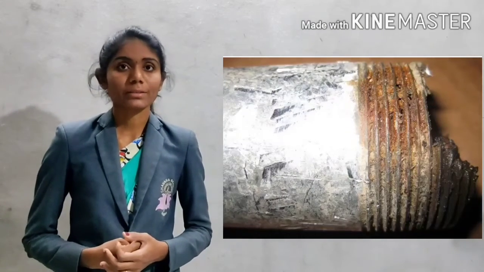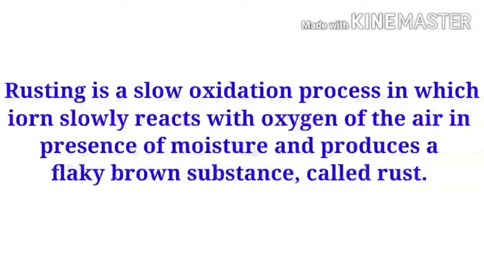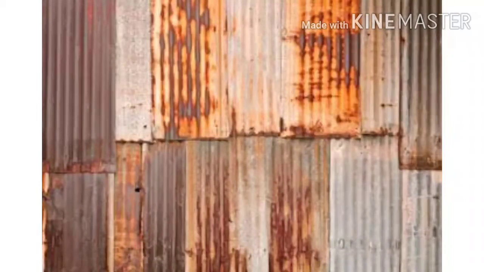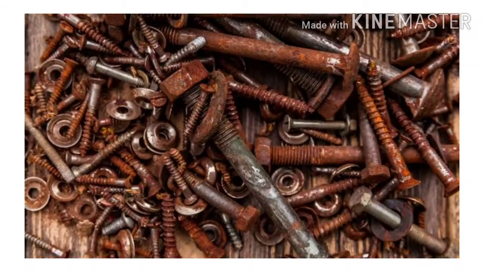Rusting is a slow oxidation process in which iron slowly reacts with oxygen of the air in the presence of moisture and produces a flaky brown substance called rust. Examples of rusting are rusting of iron sheets, rusting of iron nails and the rusting of train.